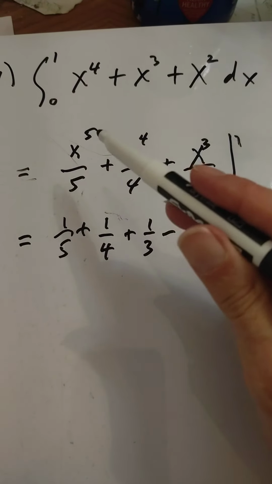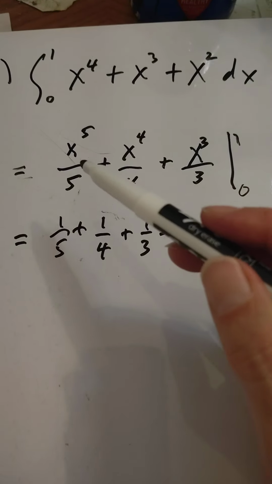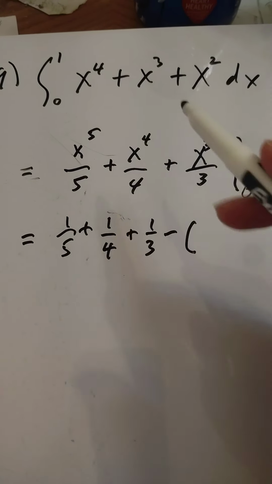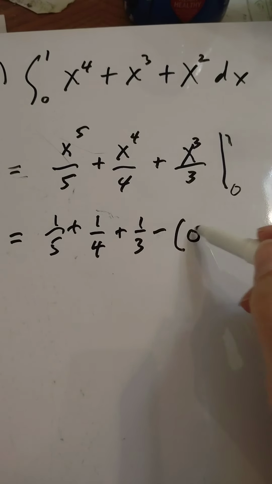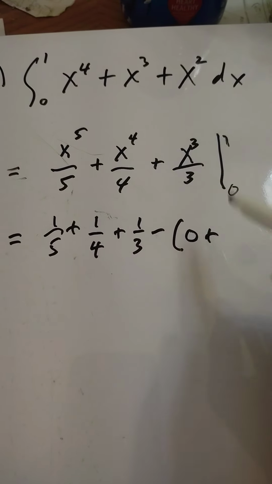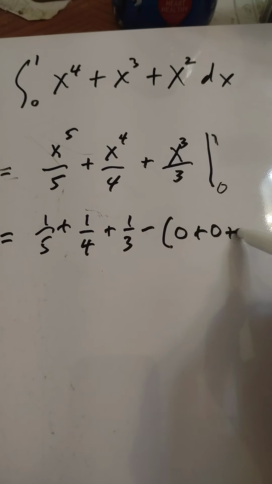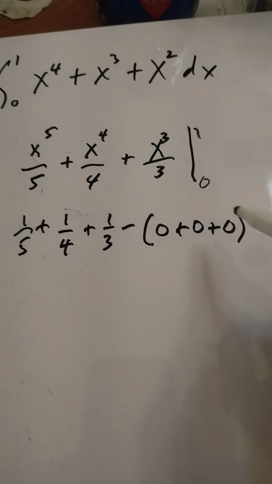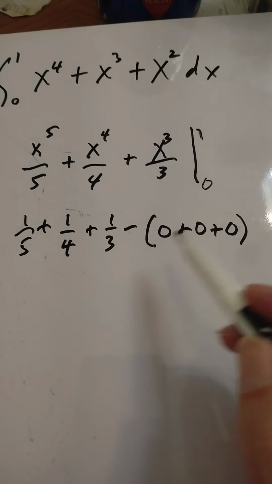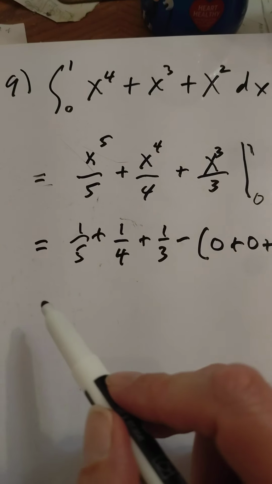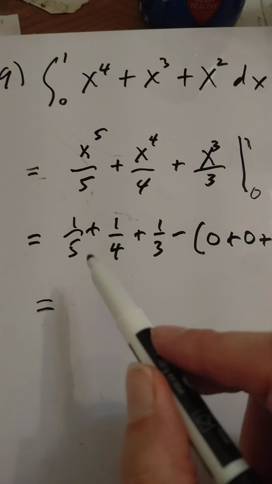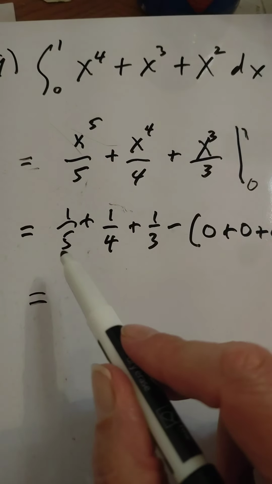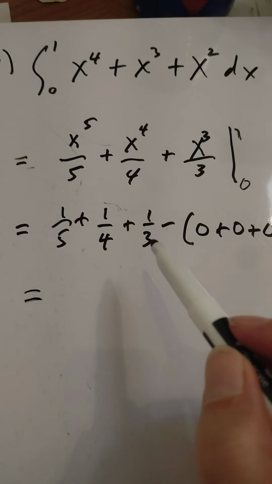So 0 to any power is 0. Isn't 0 to the fifth 0? And isn't 0 divided by 5 still 0? So I'm just going to write 0 plus 0 plus, and 0 cubed is 0, divided by 3 is still 0. You don't have to write all these zeros. You could just write minus 0. Okay, and then from here, I would get a common denominator. So really, the answer is just going to be whatever a fifth plus a fourth plus a third is.